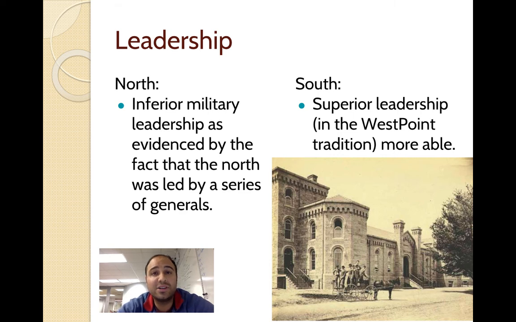When it comes to leadership, this is where the South has a big advantage. The military leadership is not as strong in the North, and that's why there's so much military general turnover in the North. In the South, they had superior leadership, and they were more able to adopt and use those strategies to fend off the North.